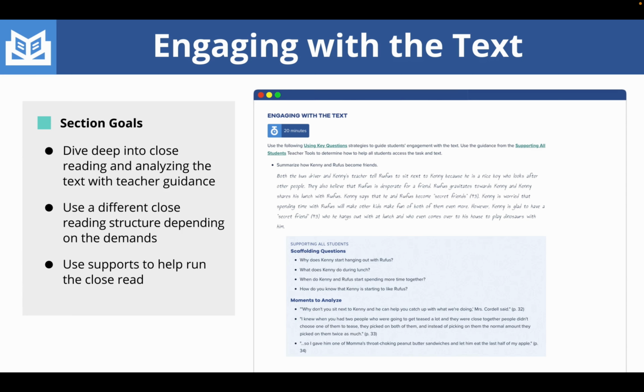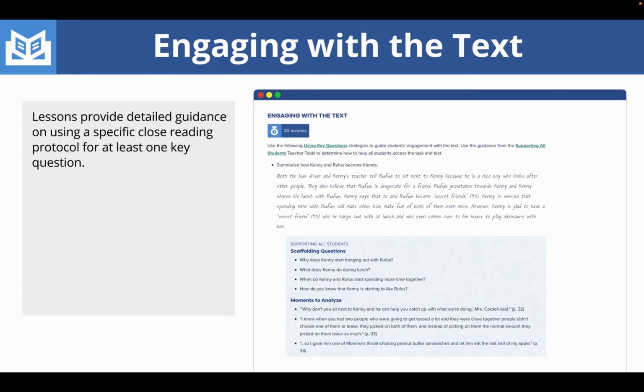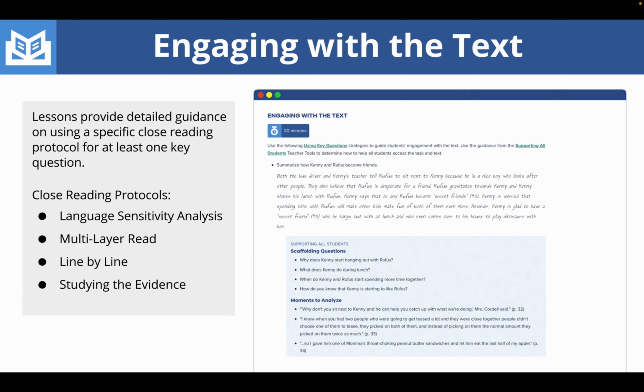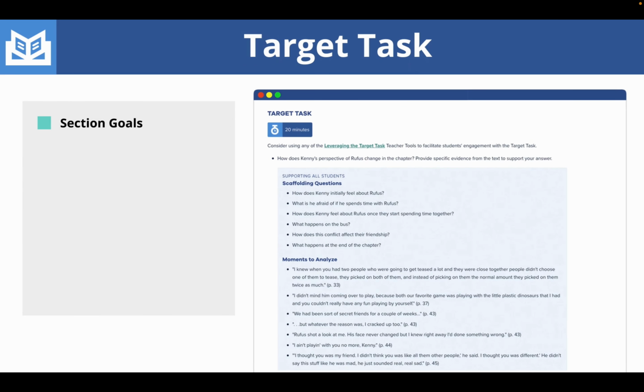In every lesson, we've picked one key question and provided detailed guidance for running a close read using one of 4 close reading protocols. These protocols include language sensitivity analysis, multi-layer read, line by line, and studying the evidence. We'll dive more into these close reading structures in the next segment of this module. The next section is the target task.